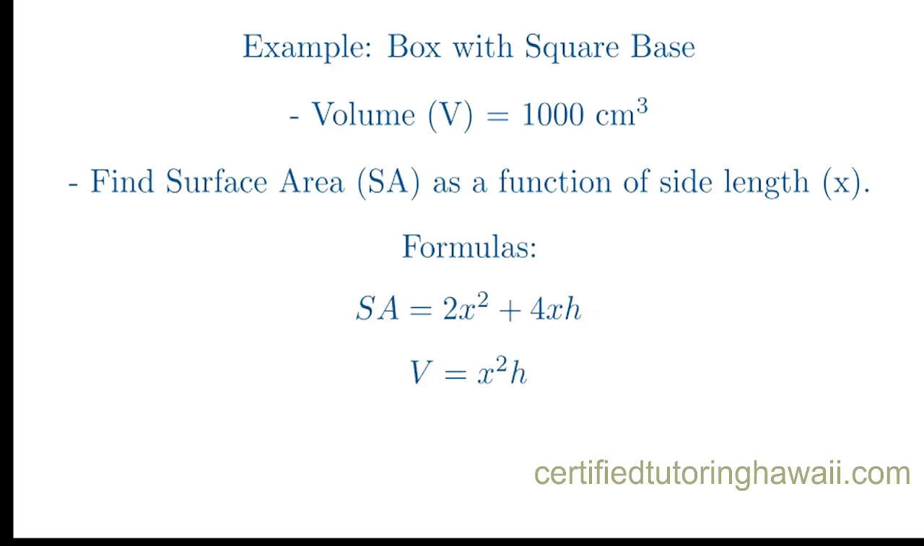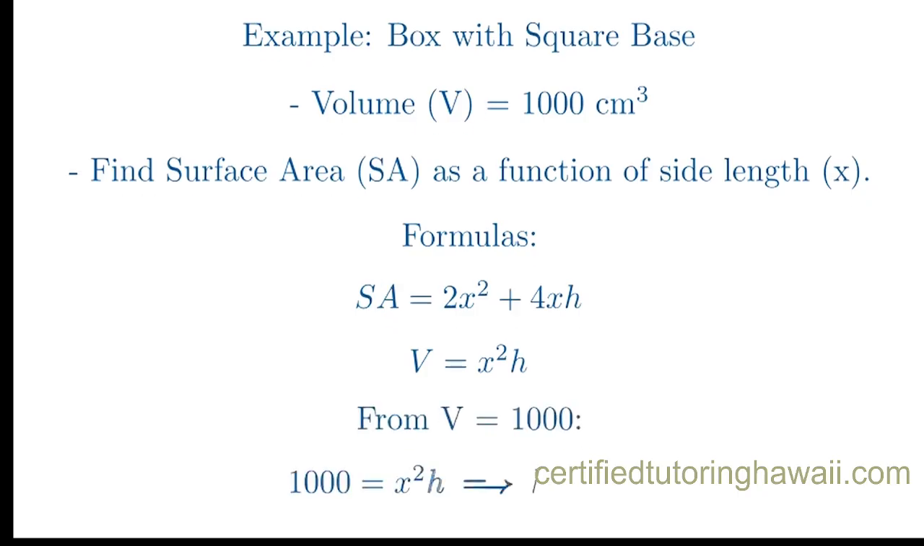We need to express SA as a function of x, not h. This means we must eliminate h from our surface area formula. We can do this by solving the volume equation for h. If 1,000 equals x squared h, then h must equal 1,000 divided by x squared. Now we can substitute this expression for h into our surface area formula. The surface area, SA, is equal to 2x squared plus 4x times the quantity 1,000 over x squared.